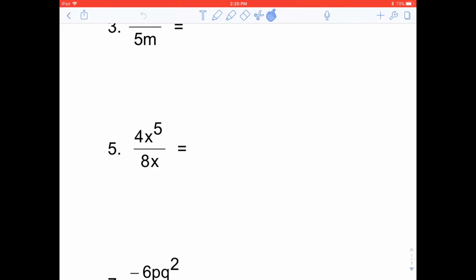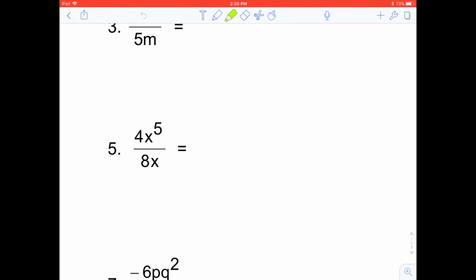Let's look at a couple examples here. I'm actually going to show you two different techniques. The first technique is going to be to divide the numbers and subtract the exponents, and then I'll show you a little shortcut that we can apply whenever we're dividing with exponents. So here we go. Let's look at number 5.